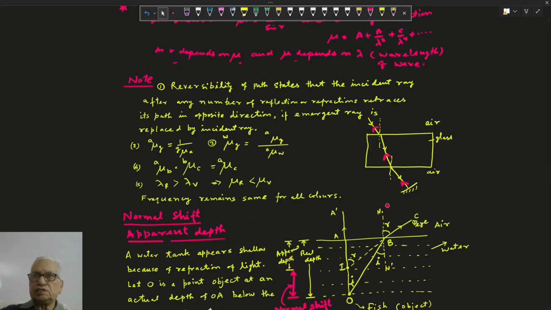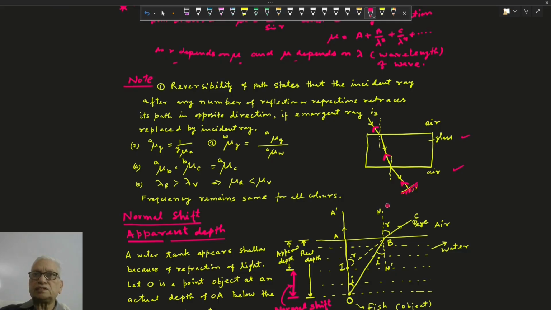Reversibility means, suppose this is the incident ray coming from the first medium, say air, to the glass and again air. Suppose we put a plane mirror here in this way. This ray is incident normally, and a normally incident ray never bends. So from the mirror it bounces back, tracing the same path.